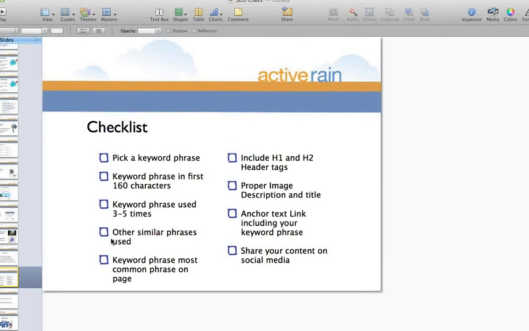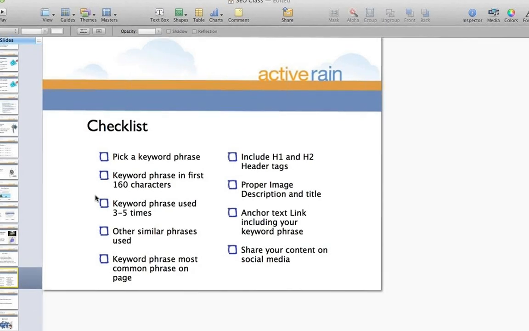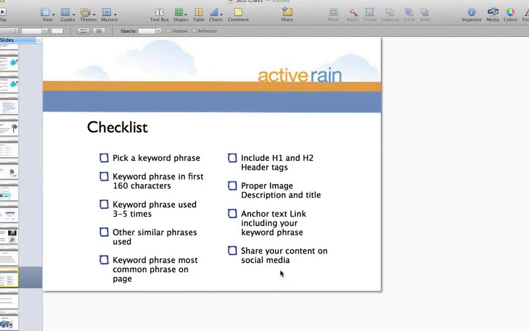There's one in there, include H1 and H2 header tags. Carrie's going to send you out in the chat area of your GoToWebinar control panel a link for H1 and H2 header tags videos, and how you can actually get those into your content, okay?